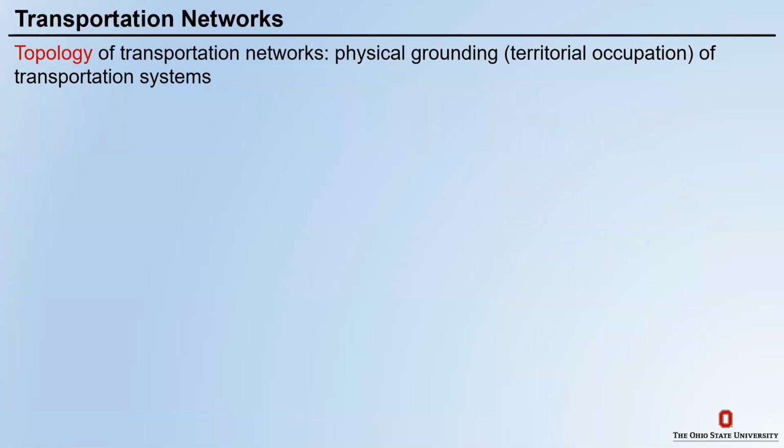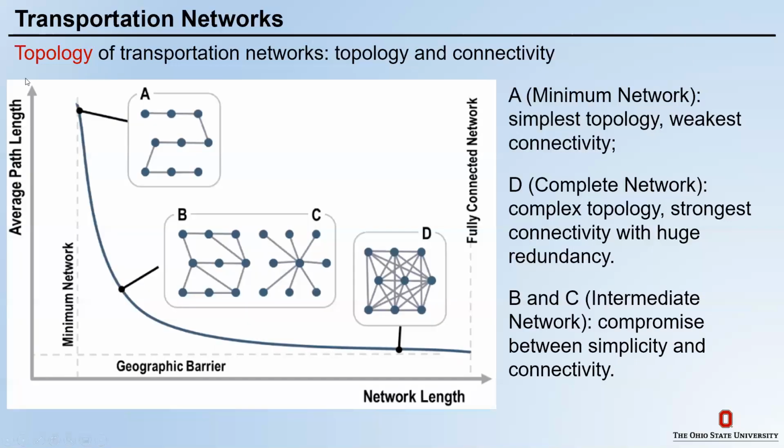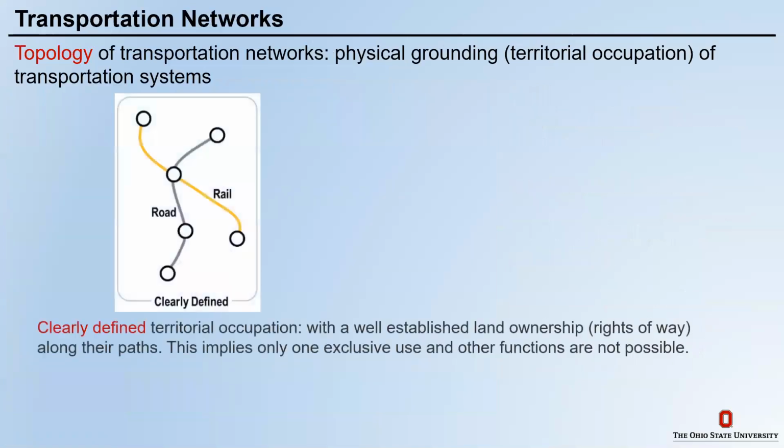Okay. Now let's talk a little bit about physical grounding. Territorial occupation of transportation networks, because the networks we talked about so far are abstract networks. We do not consider if they have occupied real world space. Now let's talk a little bit about that.